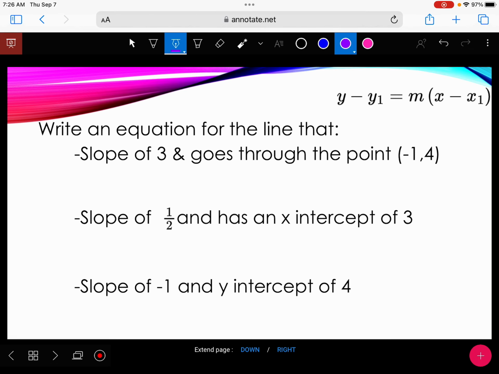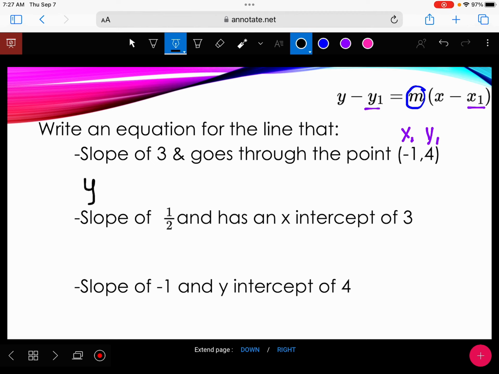I gave us our point slope form at the top. It's way up here. Got our slope and our point. And if it helps, you can come through on these points and label them x1, y1. Points are always x comma y. So we're going to build this together. A slope of 3 that goes through the point -1, 4. That is going to be the most commonly worded thing.